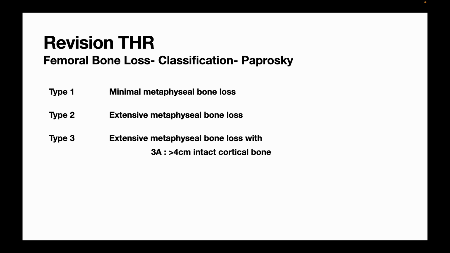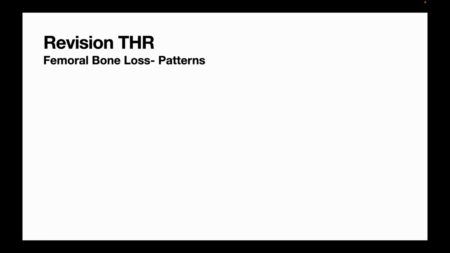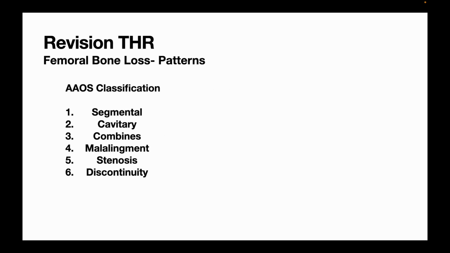It is termed 3A if at least 4 centimeters of cortical bone is still intact, and it is called type 3B if the cortical bone is less than 4 centimeters. Type 4 indicates mechanically unsupportive isthmus with extensive metaphyseal bone loss. The AAOS femoral bone defect classification is mentioned here.